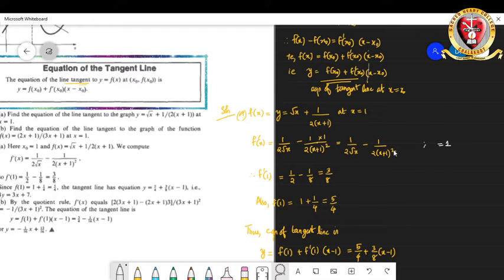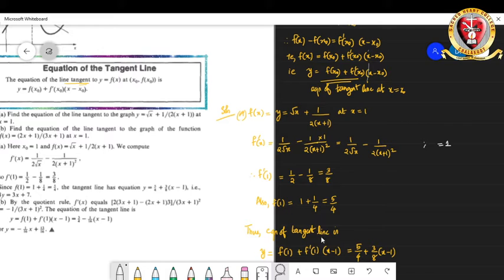So 2 squared will be 4 here. 2 into 4 will be 8. So 1 by 2 minus 1 by 8, you get it to be 3 by 8. And also you need f of x naught, so you need f of 1. f of 1 is equal to, you substitute 1 instead of x. So you have root 1, which is 1. 1 by 2 into 1 plus 1, that will be 4. 1 plus 1 by 4, you will have 5 by 4.